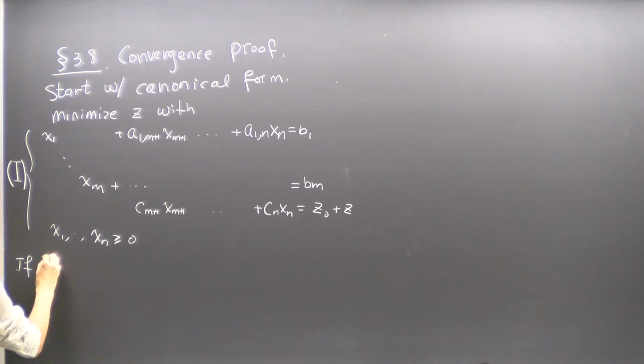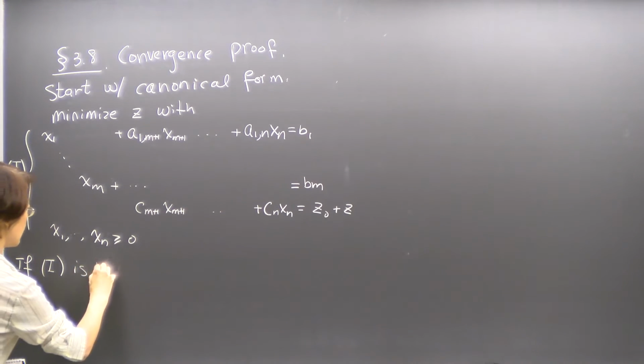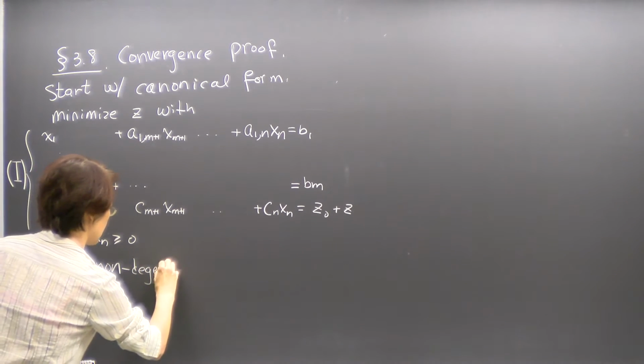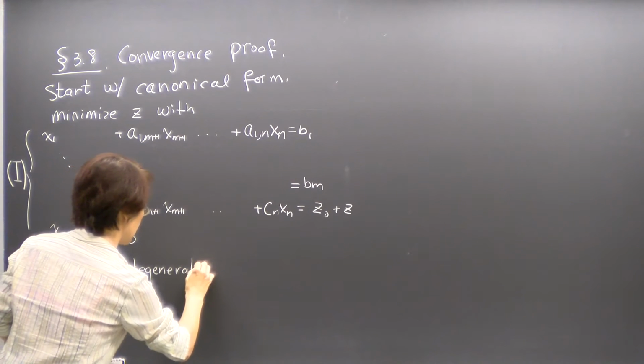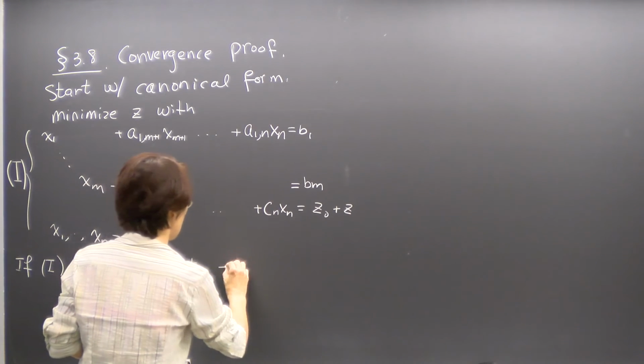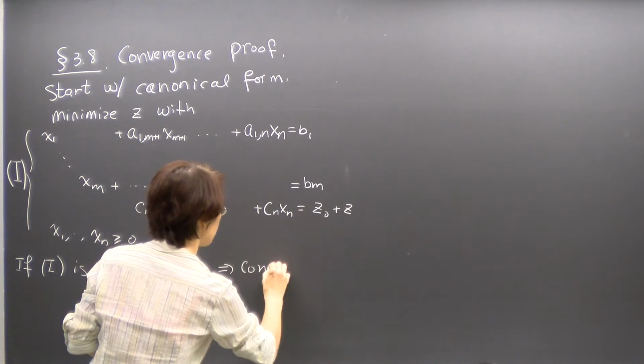So if the problem is non-degenerate, meaning the b's will never be 0 when you pivot, then we already have convergence. We proved that.